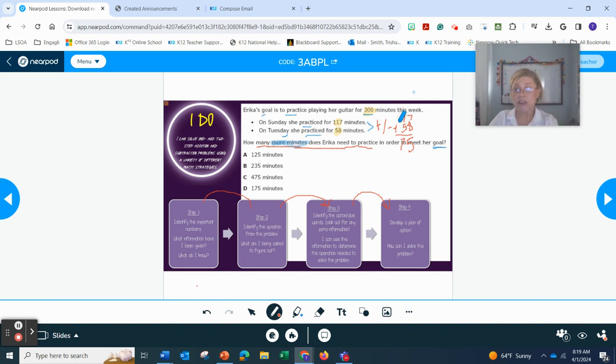And then we go over to our hundreds column. And then 1 plus 0. Remember, when there's nothing there, it's just basically a 0 sitting there. An invisible 0. We bring that 1 down. So we have 175. I'm going to put that 175 right there. So Erica has practiced a total of 175 minutes.